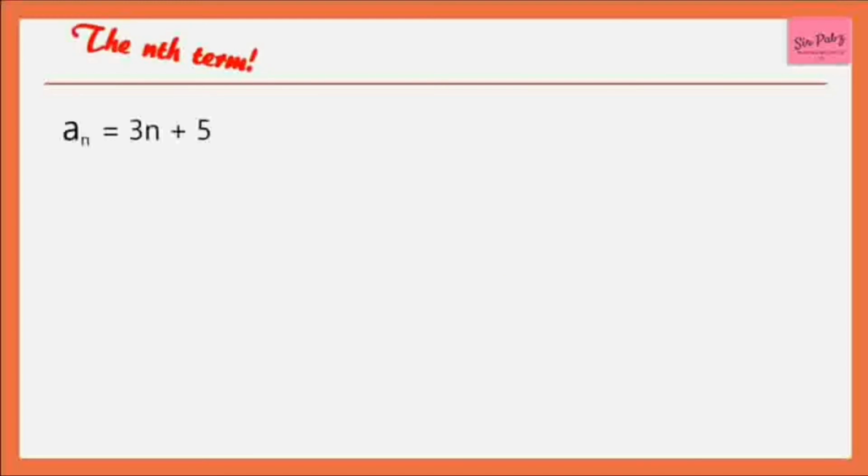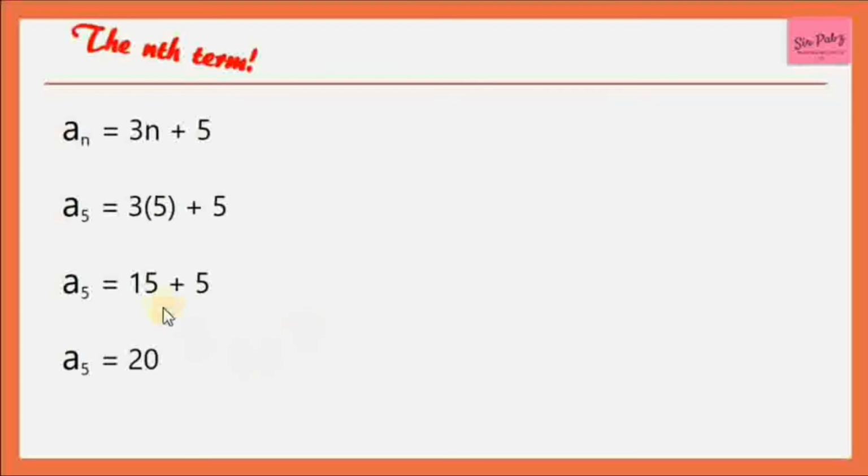Then, the last term we need to compute is A sub 5. So, A sub 5 is equal to 3 times 5 because we substitute n with 5. So, in our 3 times n, we need to substitute n by 5, plus 5. Then, A sub 5 is equal to 3 times 5 is equal to 15 plus 5. Or A sub 5 is equal to 15 plus 5 is equal to 20.